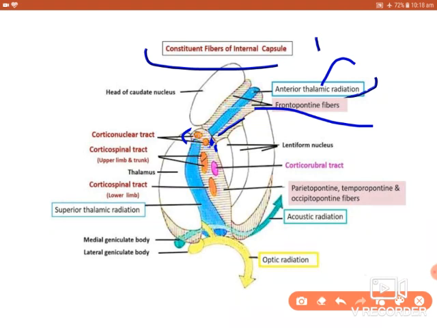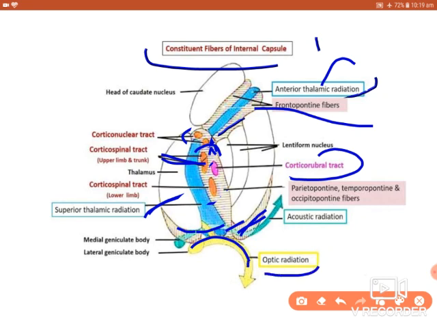Then here in this posterior limb, you can see there are pyramidal fibers. Those are the corticospinal fibers. These are the motor fibers. Additionally, there are corticorubral fibers also, and frontopontine fibers. Then coming to the sublentiform part, it contains the acoustic radiation. Then the retrolentiform part carries the optic radiation. Additionally, this retrolentiform part contains the corticopontine fibers, those are the parietopontine and the occipitopontine.